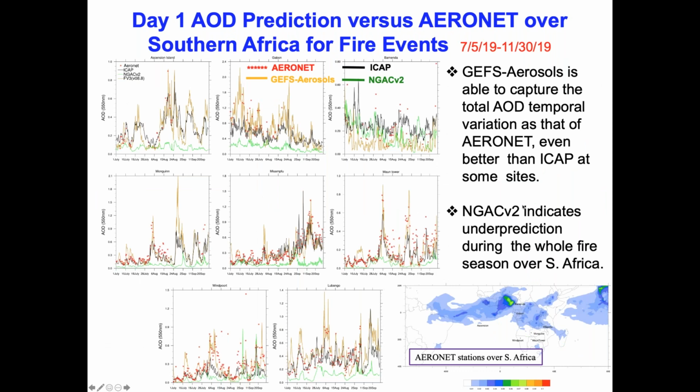Other than the Amazon fires in 2019, there was another big fire over the Southern African areas. It also burned for several months over broad areas. From the figure we can see that the GEFS-Aerosols is also able to predict the total AOD temporal variations through about 4 months. This is daily variation over about 4 months, and at some sites it's even better than the ICAP analysis data. See, the ICAP underpredicts this fire event. Similarly, the NGAC result underpredicts during almost the whole period of the fire event over the Southern African areas.